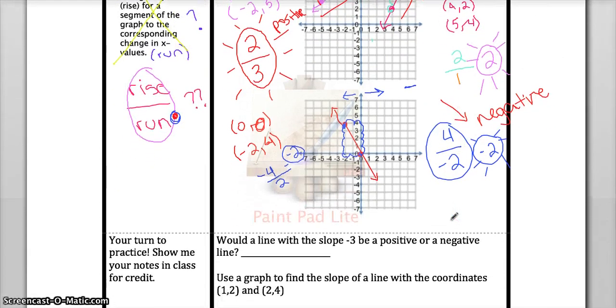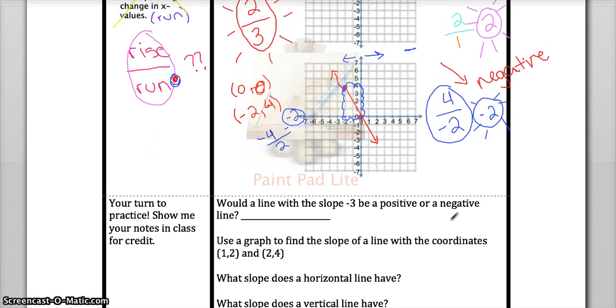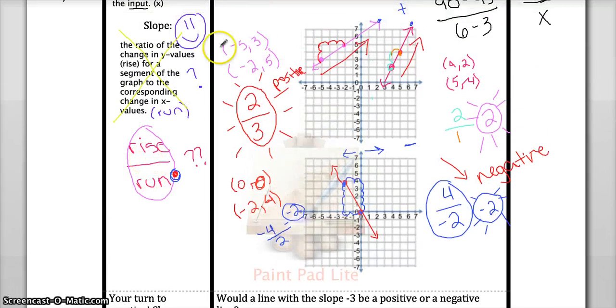Now let's quickly look at this. And these questions, especially these two, I'm not expecting you to know the answers to. I want you to make a guess. See if you can figure out what they would have without looking it up on the internet. And then this one is, would a line with a slope of -3 be positive or a negative line? You should know that. And then this one is, use a graph to find the slope of a line with the coordinates 1, 2, and 2, 4. These are my perfect coordinates, so you should be able to figure that out. Just use a graph and graph 1, 2, and 2, 4, draw a line through it, and then count rise over run. See, isn't rise over run a lot easier than this part?